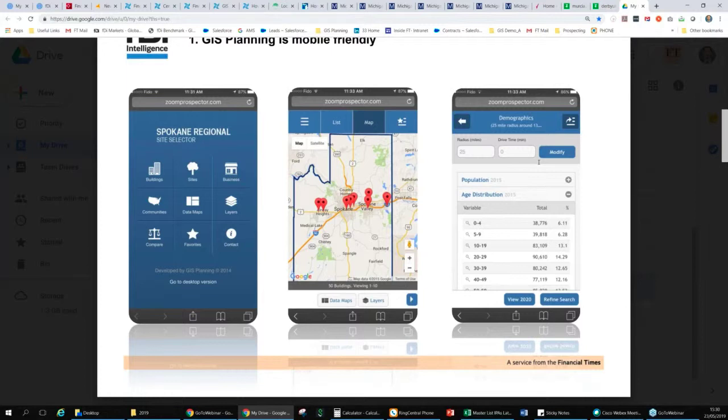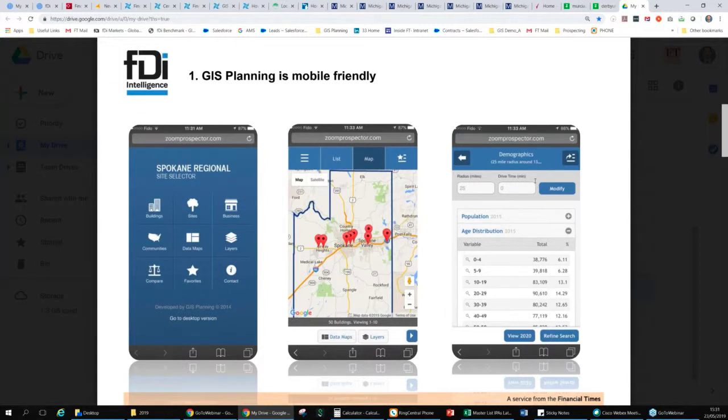GIS Planning was for 20 years a North American company. We moved into Canada 8 years ago. 2 years ago, GIS Planning became part of the Financial Times Group. And that was the point at which we could suddenly take the tool across the world. Because we need to source the data on a country by country basis, depending on your data sources, whether there's census data, all of that requires research. The Financial Times has enabled us to do that kind of expansion.